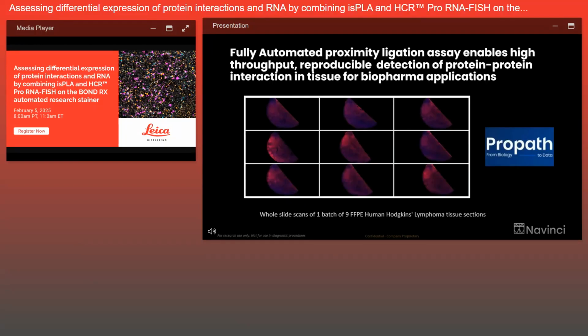We also did an experiment that was published as a poster at SITC last year with ProPath to demonstrate this reproducibility across 9 human Hodgkin's lymphoma tissue sections stained with PD1, PDL1. We can see across all of the tissues the same localization of the staining and same staining pattern, which highlights again how robust the staining is across different runs.